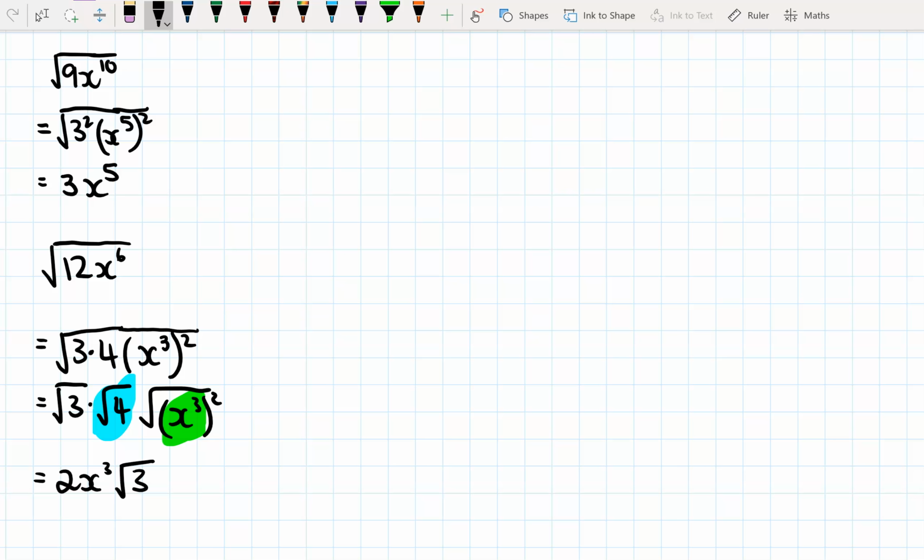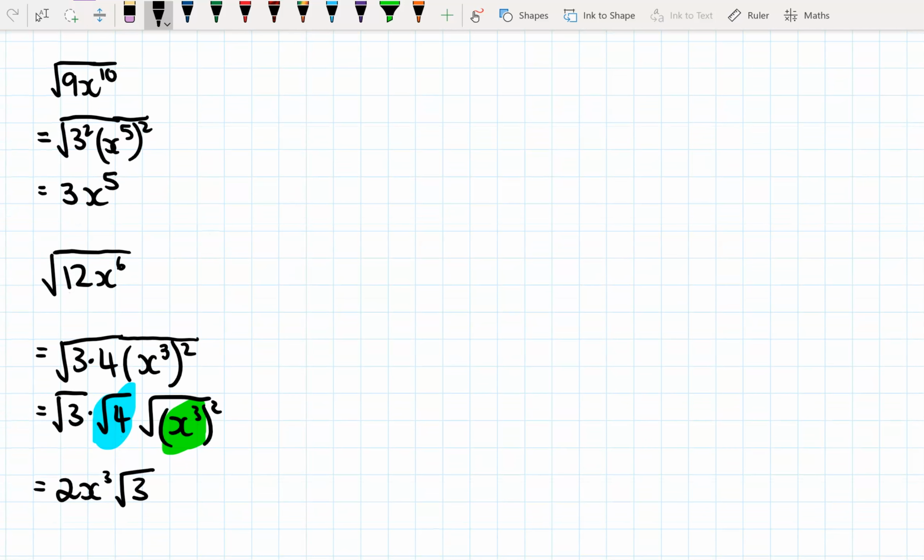So try to do what you can with the number. Sometimes, like the first example up here with the 9, you can just take the square root. So then the square root of 9 is straight away just a 3. That's nice and easy.